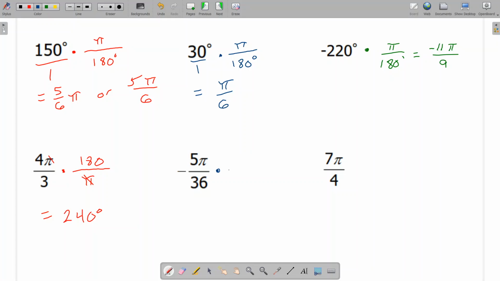Same thing over here. I'm going to multiply by 180 over pi. Pi's are going to cancel. I'm going to do negative 5 times 180 and then divide by 36 to get negative 25 degrees. So hopefully you're getting the hang of this. It's really just dimensional analysis, same as you might do in science. Pi's cancel, and I simplify to get 315 degrees. So radians are just a different unit of measurement.